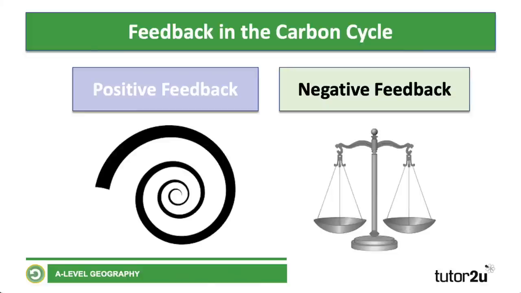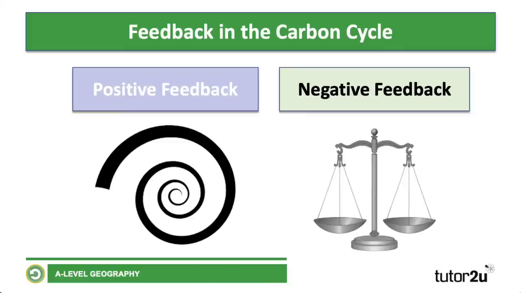Negative feedback is something which sees a change move the system away from the equilibrium, but then it moves back again. And so things rebalance. So we've got the picture of the scales there, the rebalancing. And what is really important with understanding these feedback loops is not just knowing about them in terms of theory, but also being able to apply them.